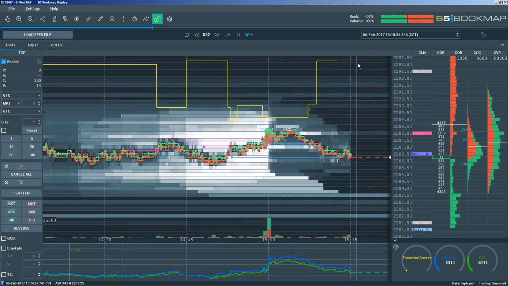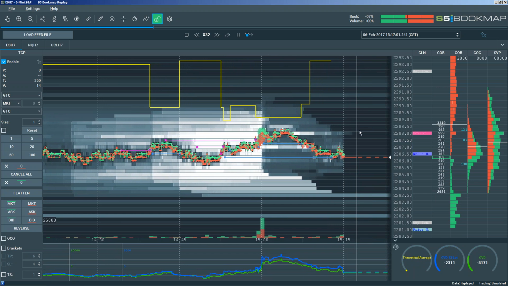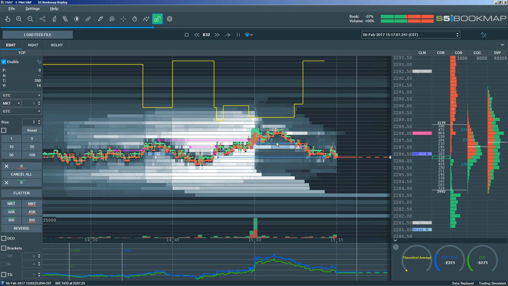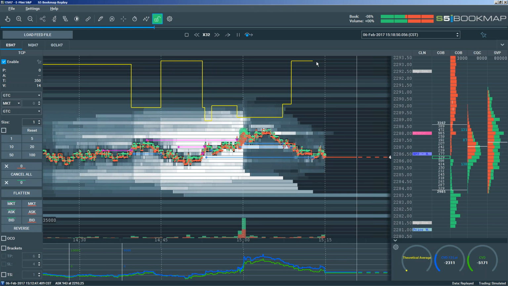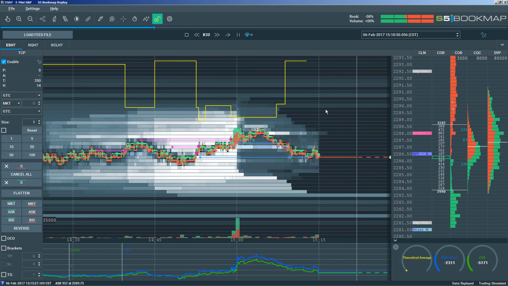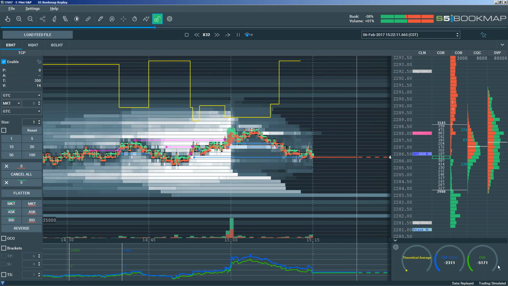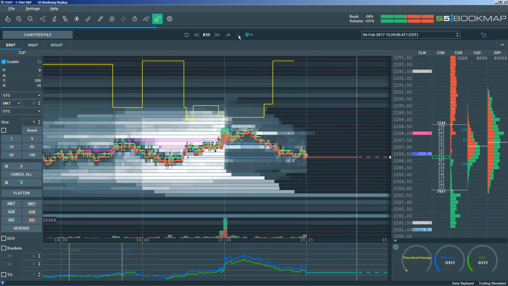I ended up with a theoretical average of 93. Another way to look at this is to say the difference between my entry and where the theoretical average ended up is how much money I made. Okay, market's closed, and that pretty much ends what I wanted to show you.